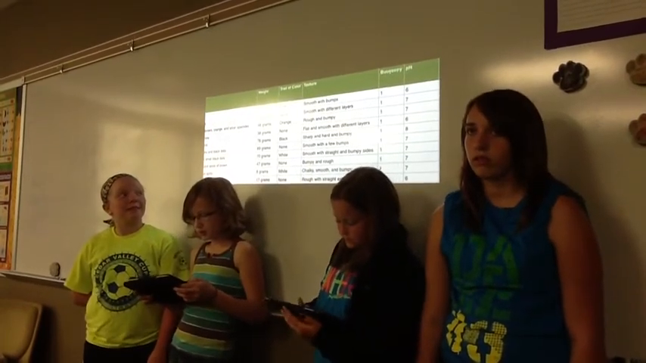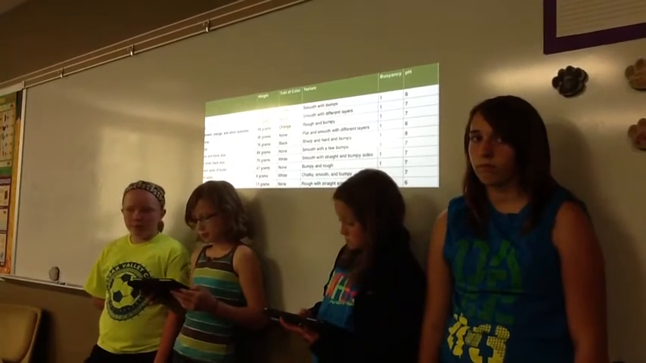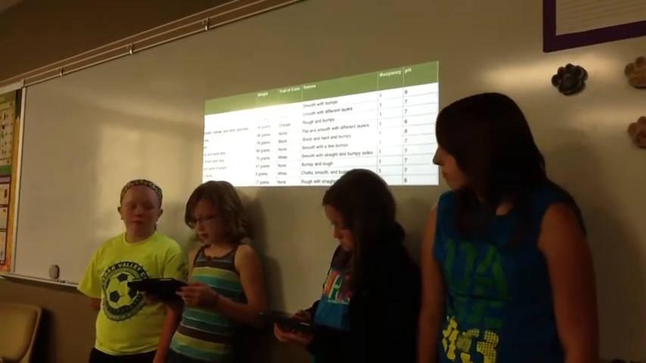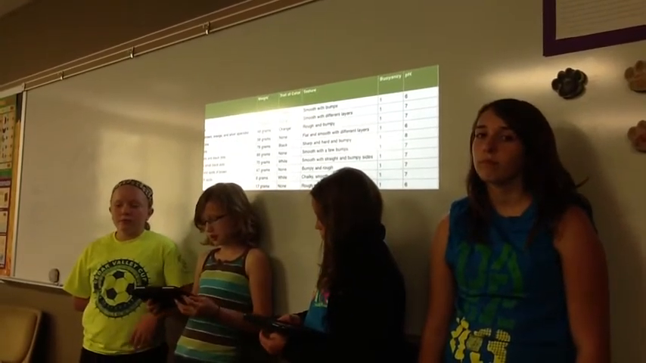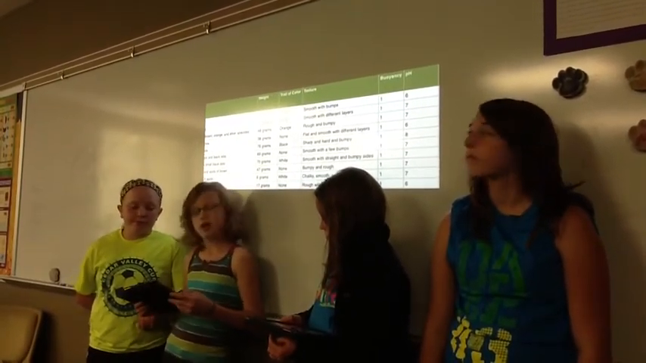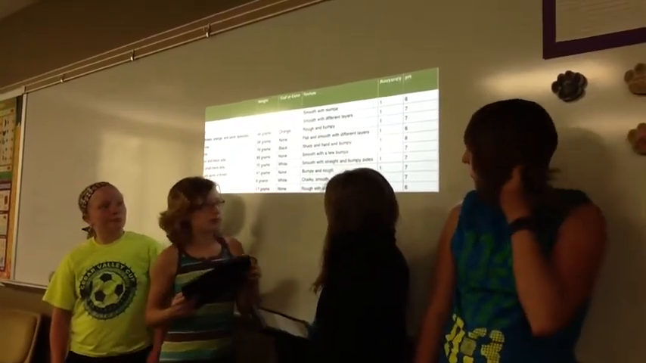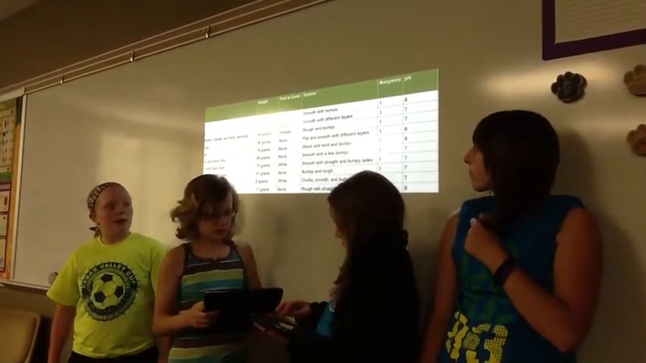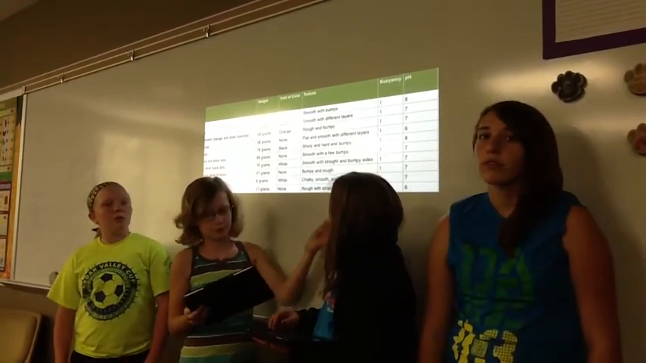Fifth, we tested the buoyancy by taking a plastic cup filled halfway with water. Then we put the substances in it. If it floated to the top, it would be a 3. If it floated in the middle, it was a 2. And if it didn't float at all, it was a 1. And here, they all were 1 for buoyancy.